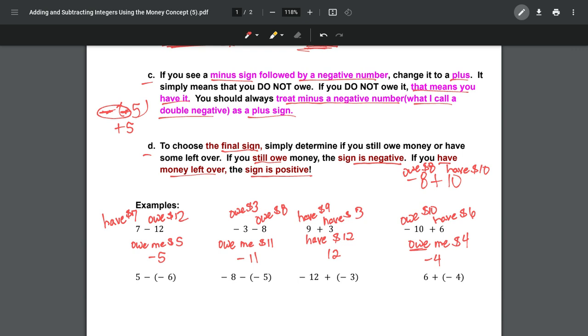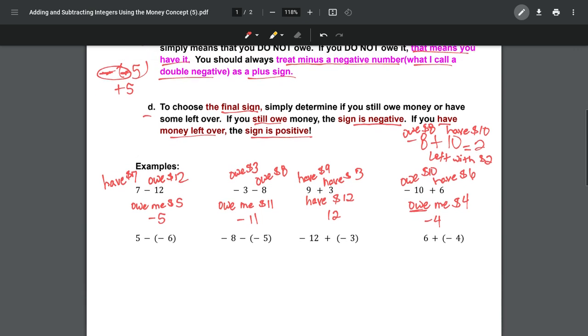So once you give me the $8, you're going to be left with 2. You're left with $2. So since you're left with it, it's positive 2, guys. If you have it left over, it's yours. It's positive. If you still owe me, it's negative because you're still in the hole. You still owe me.